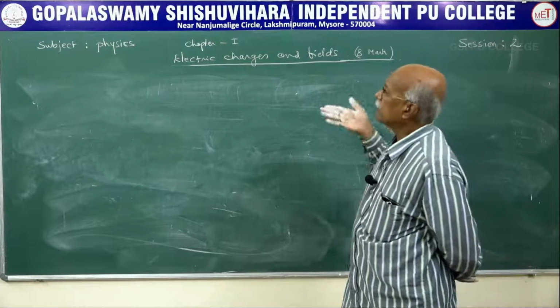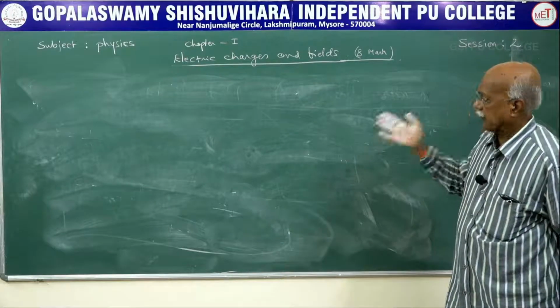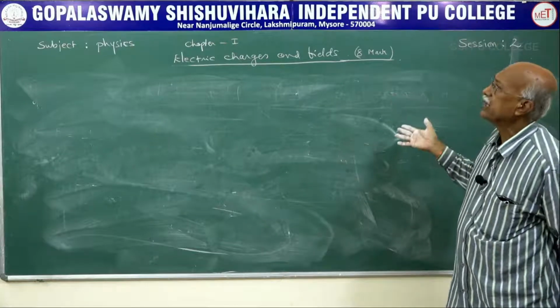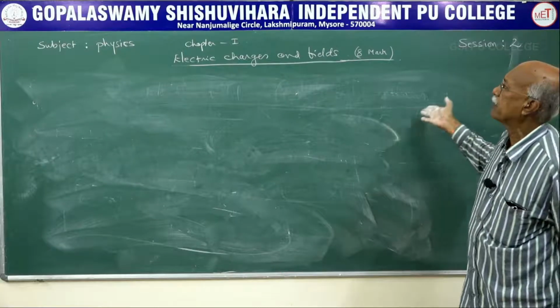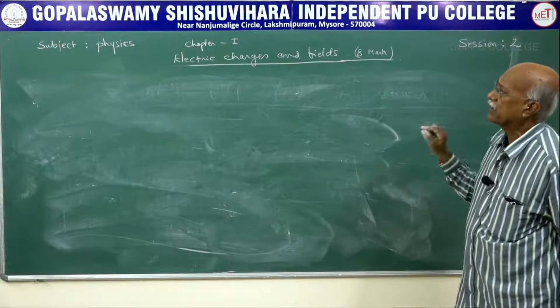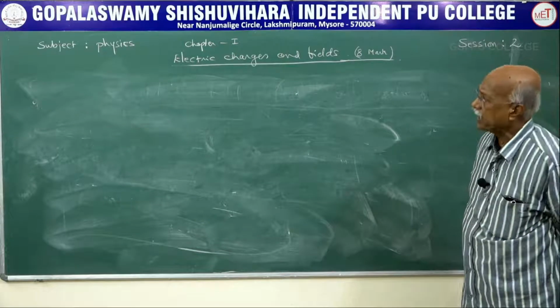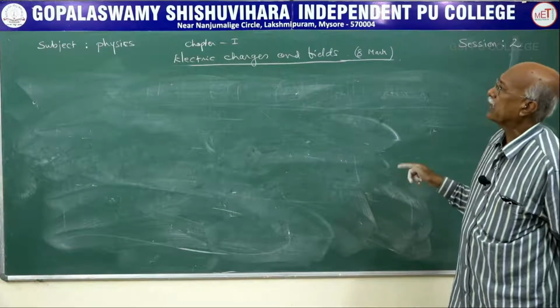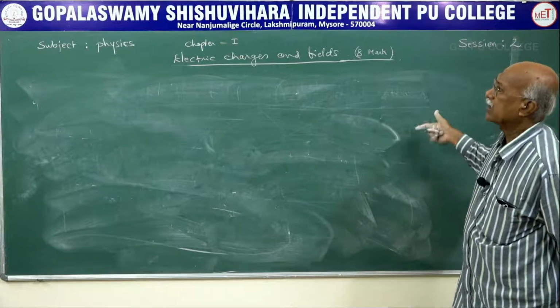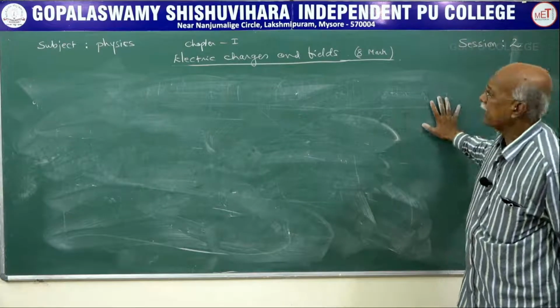Then the statement of Coulomb's law we have stated. Coulomb's law states that the force of attraction or repulsion between any two charges is directly proportional to the product of the magnitudes of the charges and inversely proportional to the square of the distance. Mathematically we wrote F proportional to Q1 Q2 by r square, and we added a constant K. Instead of K we write 1 over 4 pi epsilon naught, which is 9 into 10 to the power of 9, if the experiment is conducted in air or vacuum.